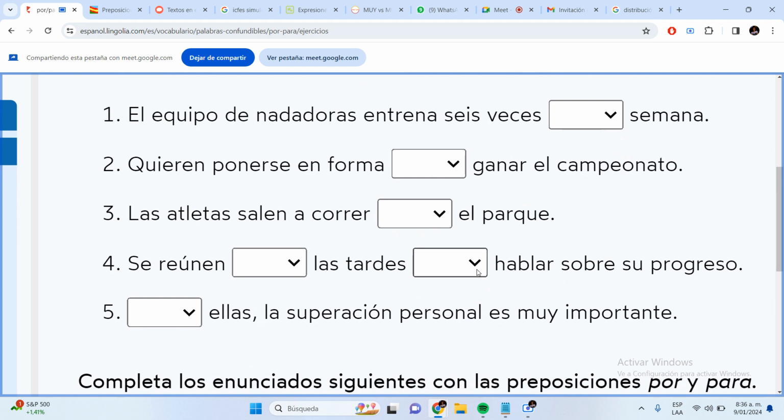Now this one. El equipo de nadadoras, like the swimmers team. Swimmer, nadar. Entrena 6 veces por semana. Quieren ponerse en forma para ganar el campeonato.